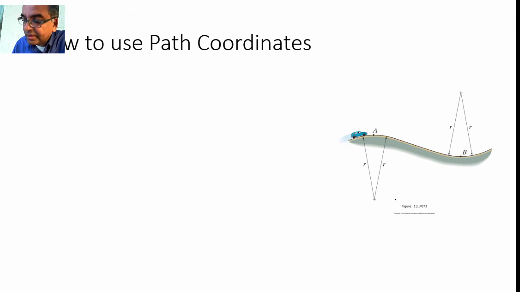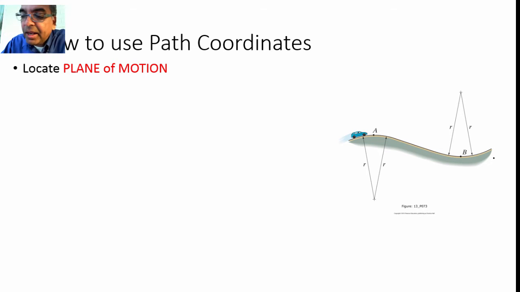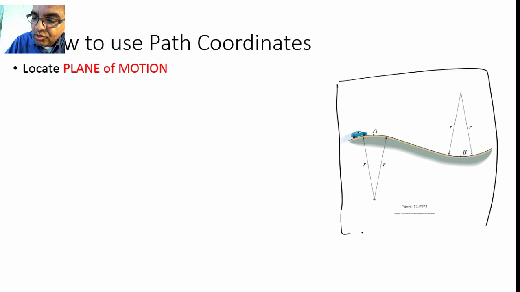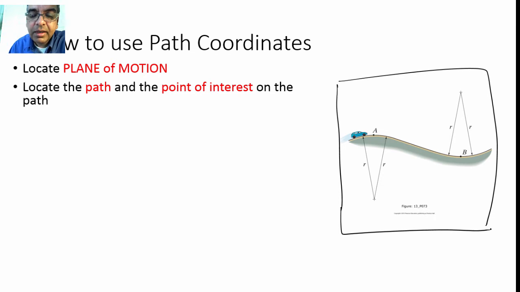So how to use path coordinates. Here is the object, here is the car that's going around on a road, and it's usually useful for free moving objects. First thing you do is locate the plane of motion. In our case, it's the plane of this paper. Then locate the path and the point of interest. So the path is here. The point of interest is maybe one point is here, another point is there.